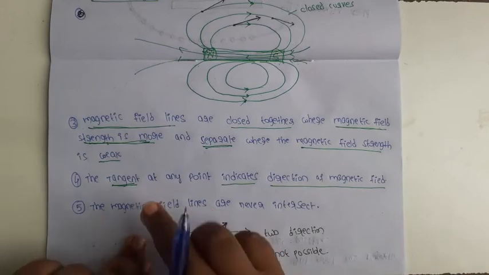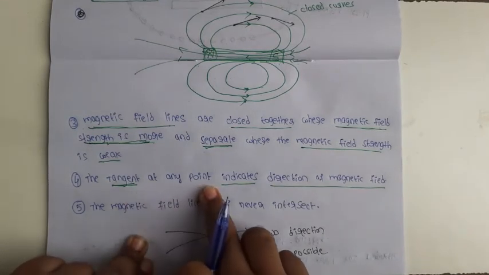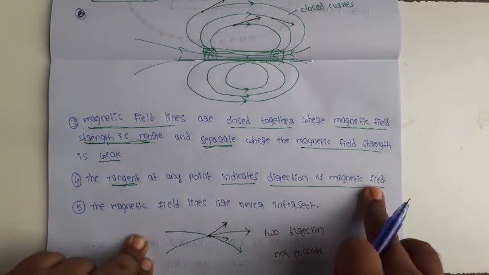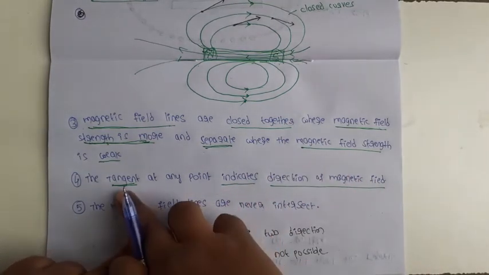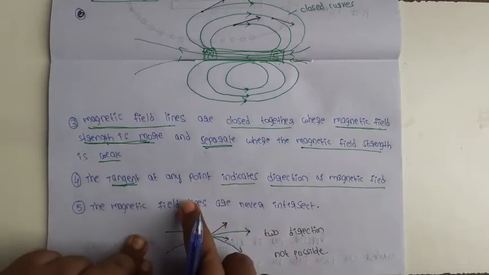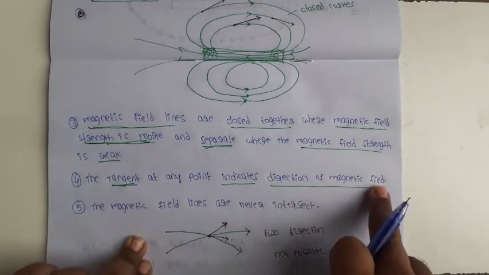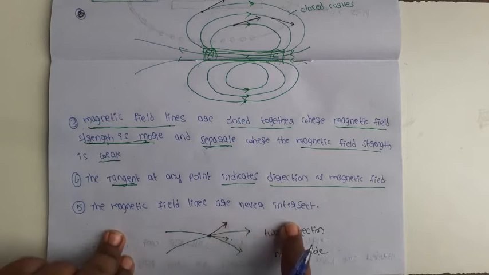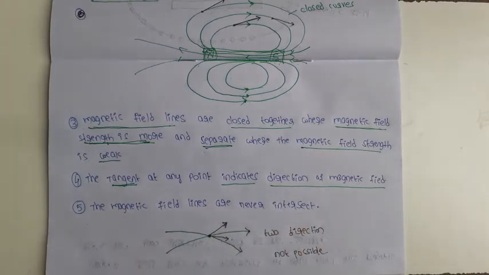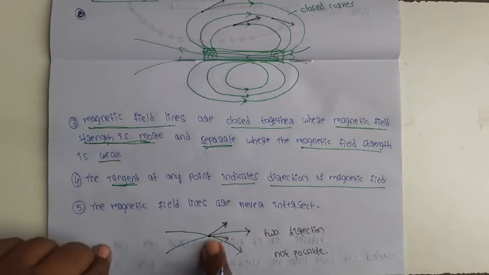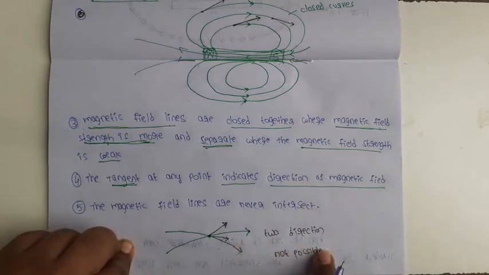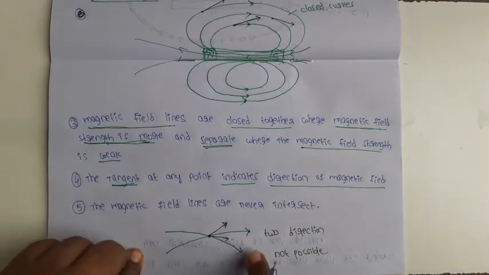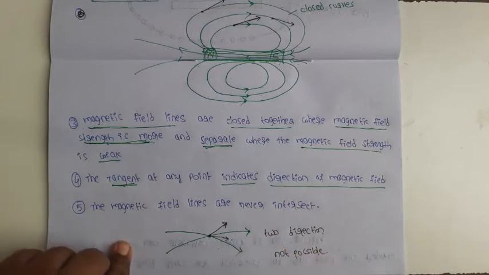Fourth point: the tangent at any point indicates the direction of the magnetic field. In magnetic field lines, draw the tangent at any point. That tangent indicates the direction of the magnetic field. Fifth point: magnetic field lines never intersect. If they intersect, what happens? Two magnetic field directions are shown. That is not possible. So magnetic field lines never intersect.